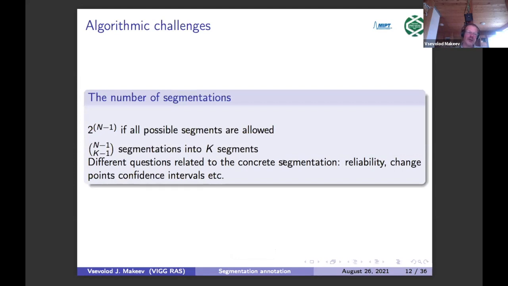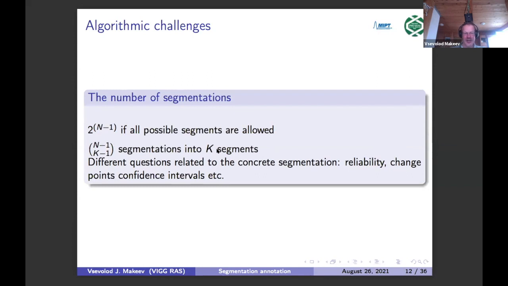It's easy to calculate the total number of segmentations, because in each position a single boundary can be either present or absent. We've got 2 to the power n minus 1. This is exactly the number of possible boundaries within the two ends of the sequence. So this is the number of all possible segmentations.